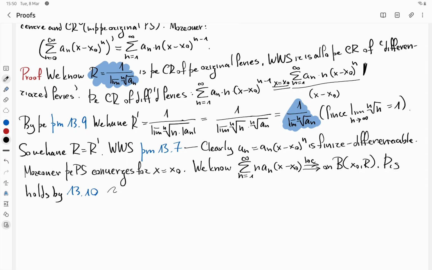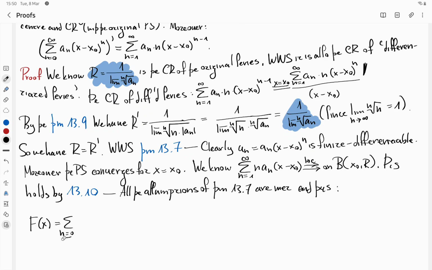All the requirements of 13.7 are met, so all the assumptions of the theorem 13.7 are met, and thus if we put capital F of x equal to the power series, then F prime of x is equal to the series of the first derivatives, which in this case is what I'm writing at the moment. In other words, the derivative of this is this, which is precisely what we wanted to prove.